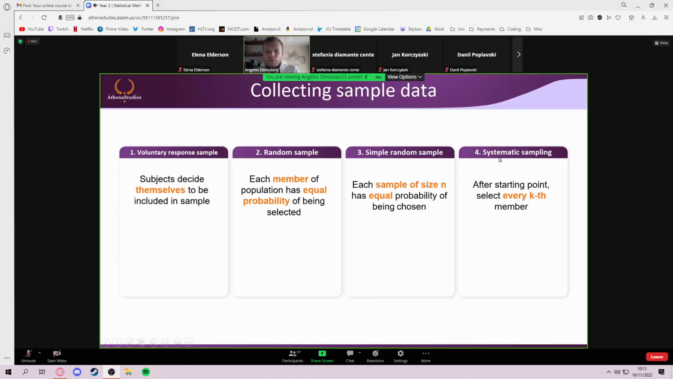Another one is systematic sampling. We rank all the members of the population. We have a starting point, and I don't know, every second or fifth or 10th member, we select all of these people.